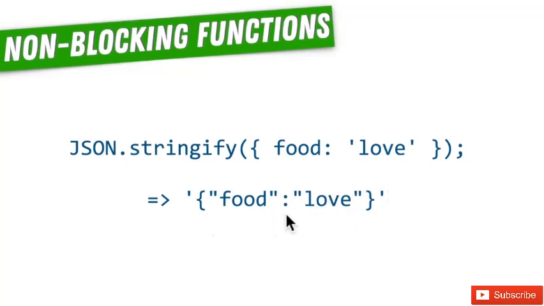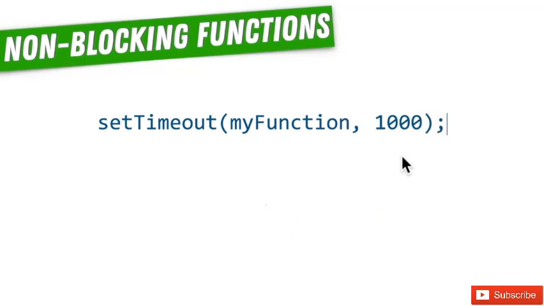But our non-blocking functions, like setTimeout, execute in the background or even in parallel with the rest of our code. The 1-second timer is running while the next line of code is already executing, and the myFunction callback might run in parallel with another piece of code.